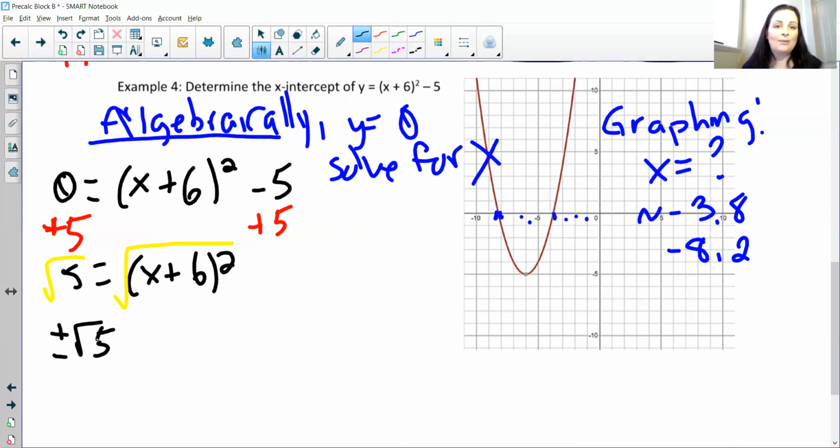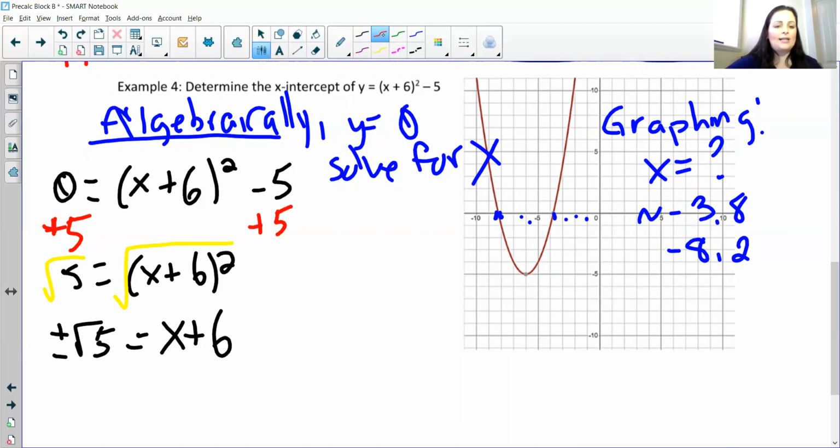We're going to maintain precision. We're going to leave it as the square root of 5, because if you put square root of 5 in your calculator, it's a hot mess number. It means it's an irrational number. It's not very pretty. And if we were to round it off now, we would lose precision. Sometimes we do have to round off the answers, but remember, we want to do it at the very end. Okay, so it's plus or minus square root 5 equals x plus 6.